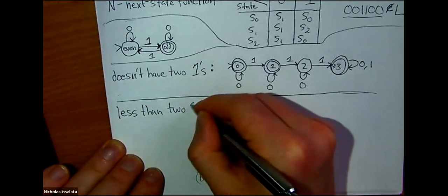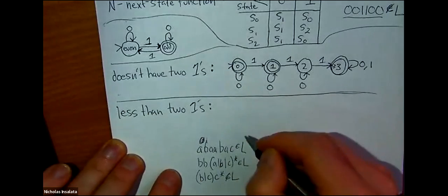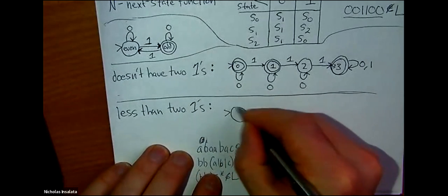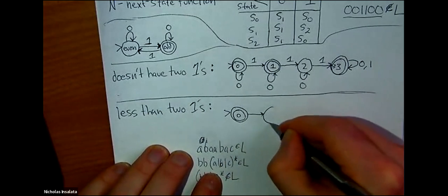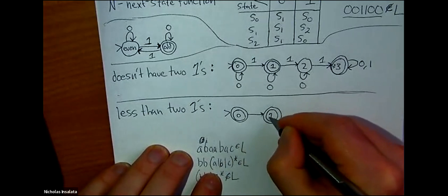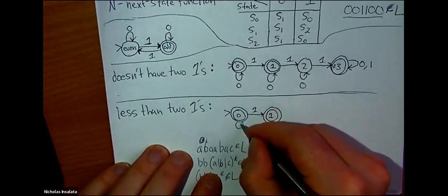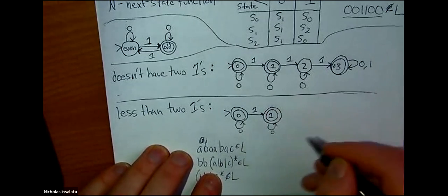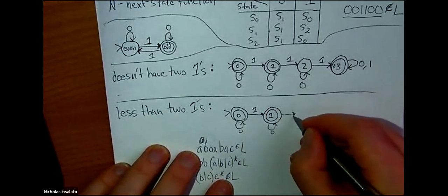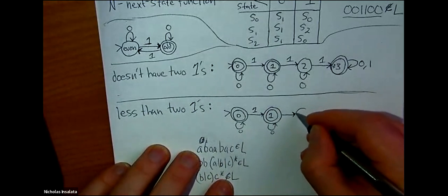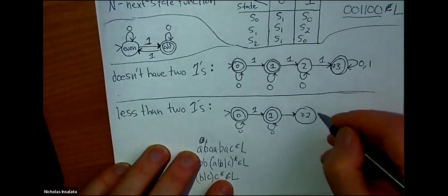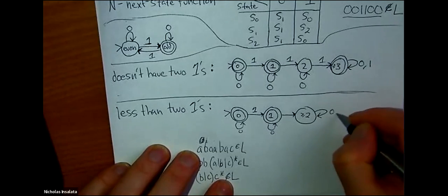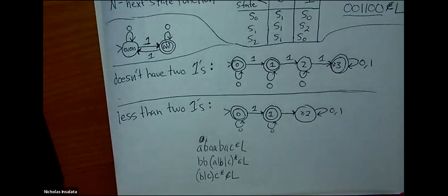2 1s. Okay, so for this one, we'll start off accepting with 0 1s. This one will also be accepting for a single 1. There's my 0, there's my 0. But for this one, we're going to go into a reject state, greater than or equal to 2, right? And this has a loop on it for 0 or 1. Does this make sense?